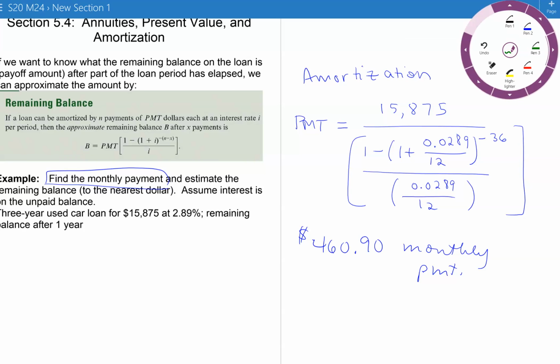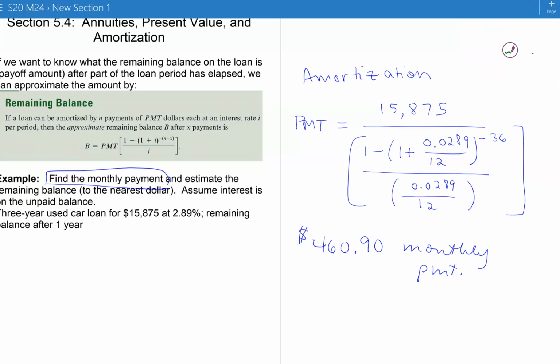So it's a lot of the same numbers we've already been looking at. Here's where the difference comes, is in the exponent. And the exponent is minus n minus x, where this x is after x payments have already been made. So in this example, they're asking for the remaining balance after 1 year. So x is going to be 12 because you've made 12 of the payments.